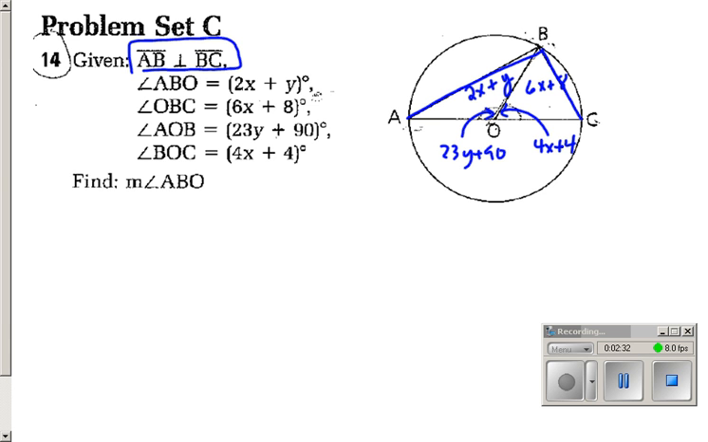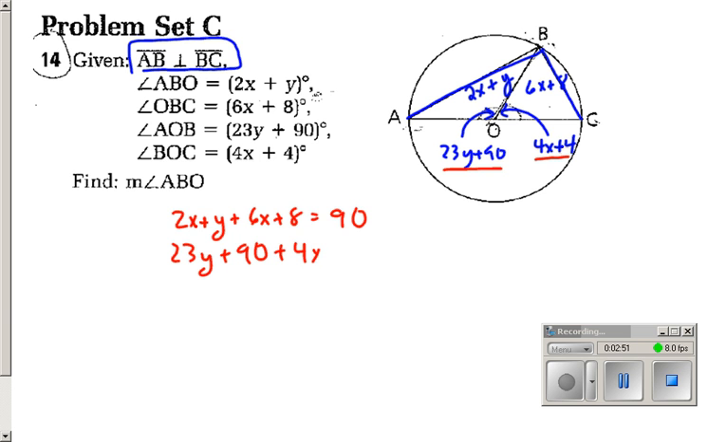So one of my equations is going to be the fact that 2x plus y plus 6x plus 8 equals 90, a right angle. The other equation is the fact that 23y plus 90 and 4x plus 4 make a straight angle. So that's another equation I can set up. And with all systems, you need two equations. So this is good. This is going to equal 180.